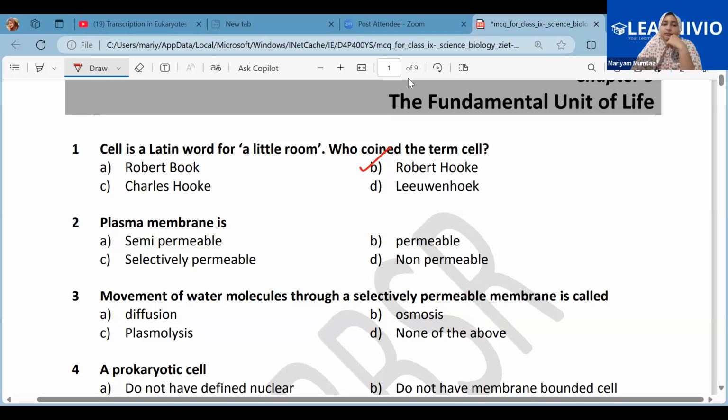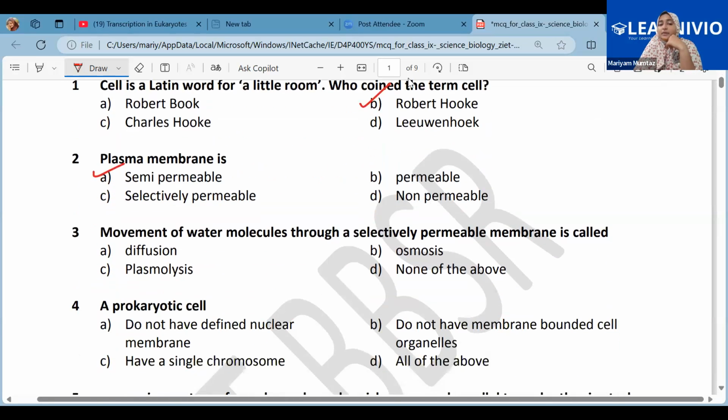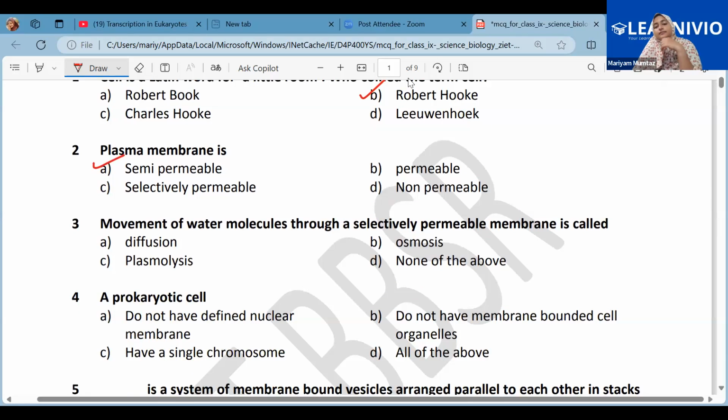If you see the third question, the movement of water molecules through a selectively permeable membrane is called as osmosis, or diffusion, or plasmolysis. Osmosis. Sure? Yes, ma'am. Correct.